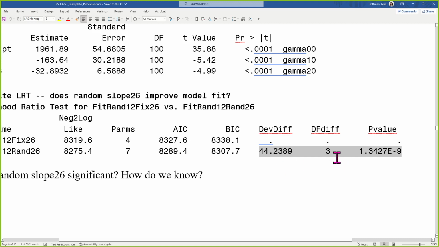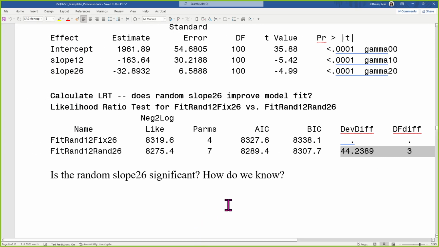I don't have the cutoff memorized for 3, but I think it's, hang on. It's 7.82, I think, is the regular one, and then the mixture is like 6 something. So either way, 44, way above the cutoff. So yes, it's significant. Yay.